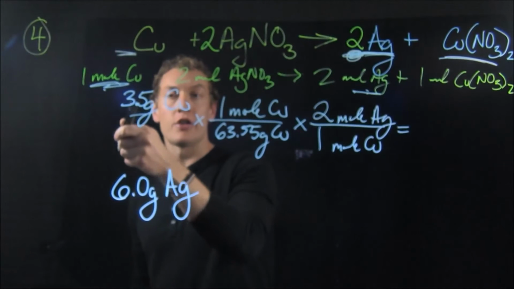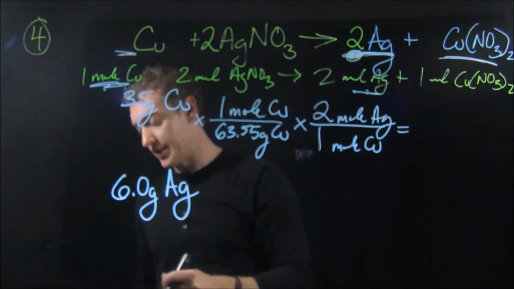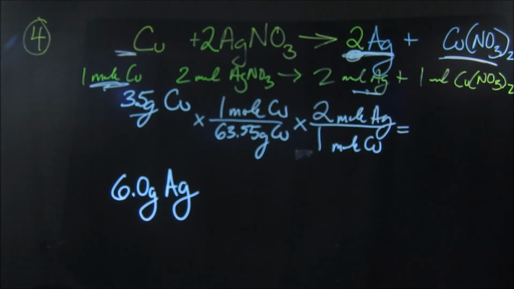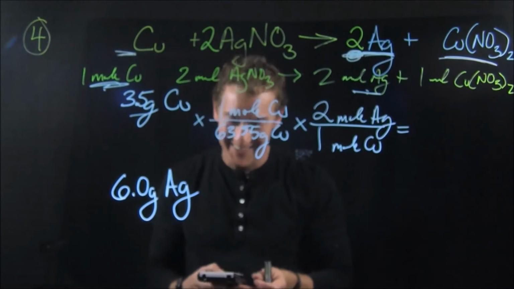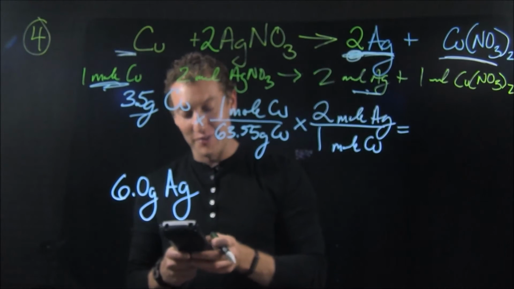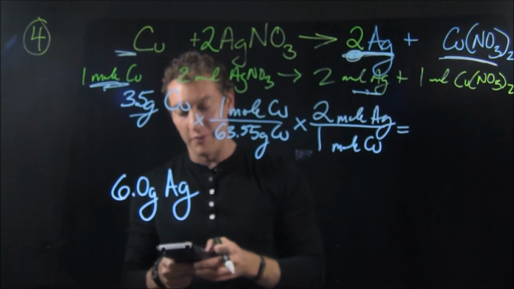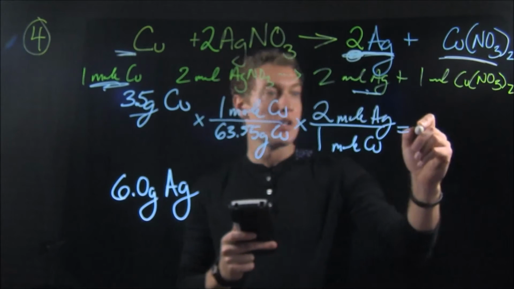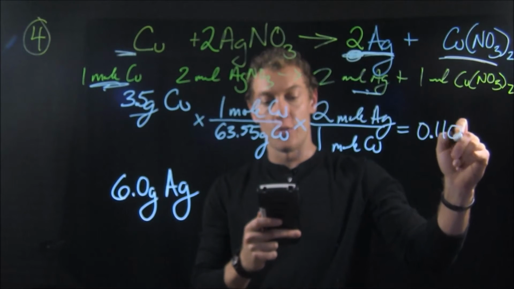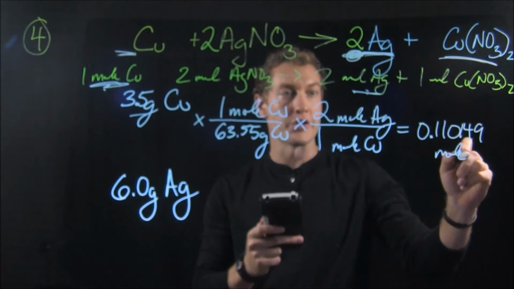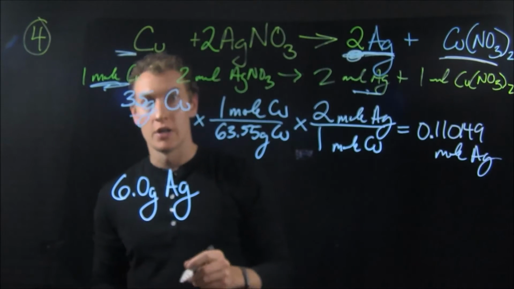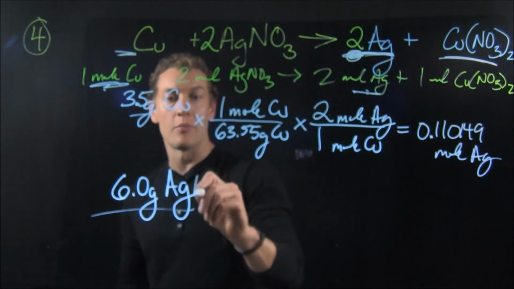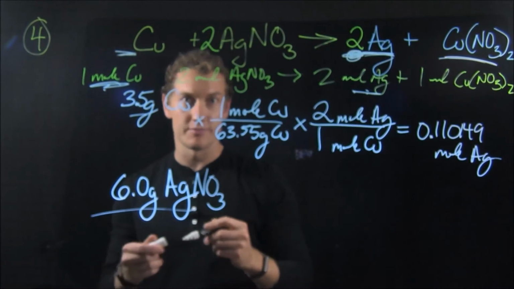And when we punch that in our calculator, 3.5 divided by 63.55 times 2, we are going to get 0.110149 moles of silver. And now we'll do the exact same calculation, but with grams of, oh my, it's silver nitrate. Glad I caught that.